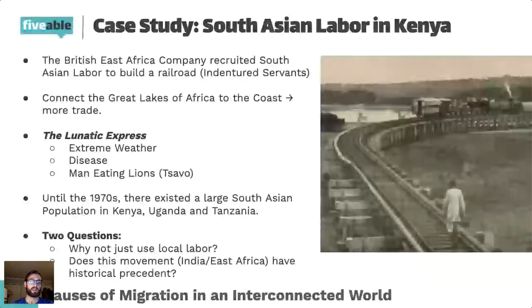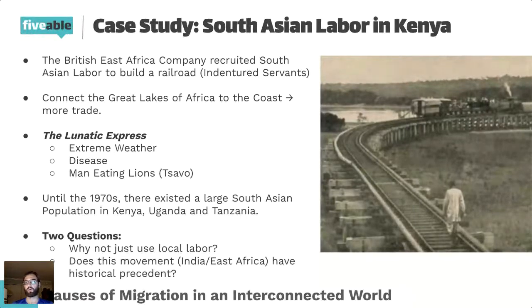And so this case study, I think, really ties together how migration is connected to imperialism and how one is a consequence of the other, but one is also a cause of the other. Imperialism is a cause of migration, but migration can also help further the cause of imperialism through gigantic labor projects like this one.